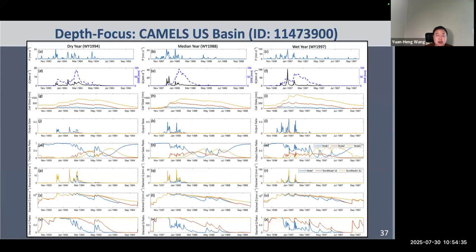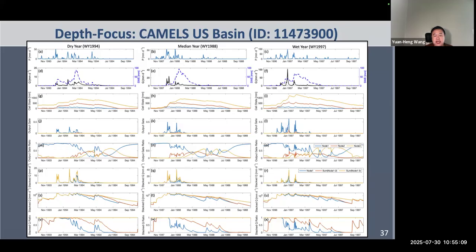So here from subplot D to F, we see that the basin experiences accumulation of snowpack in all three of the years. The original snow fraction value reported in CAMELS for this catchment is about 26%. So it's kind of a snowy catchment, but I don't know whether we will say it's a snow-dominant catchment, but it is a snowy catchment.